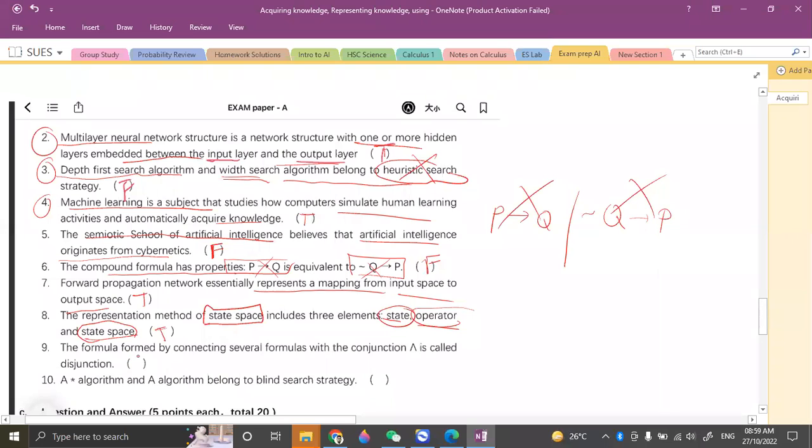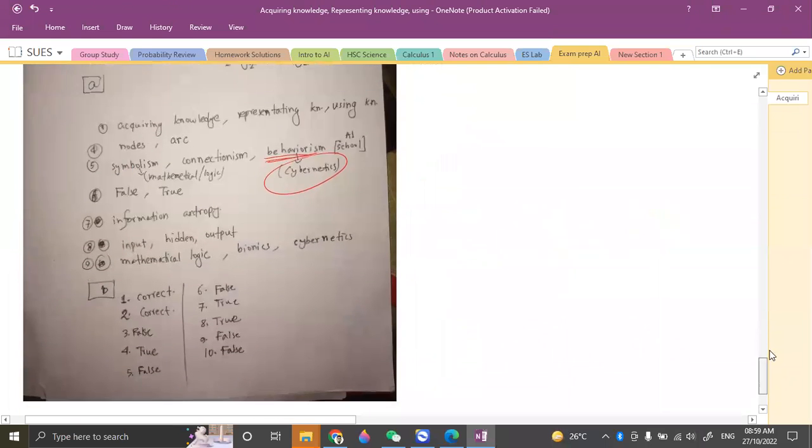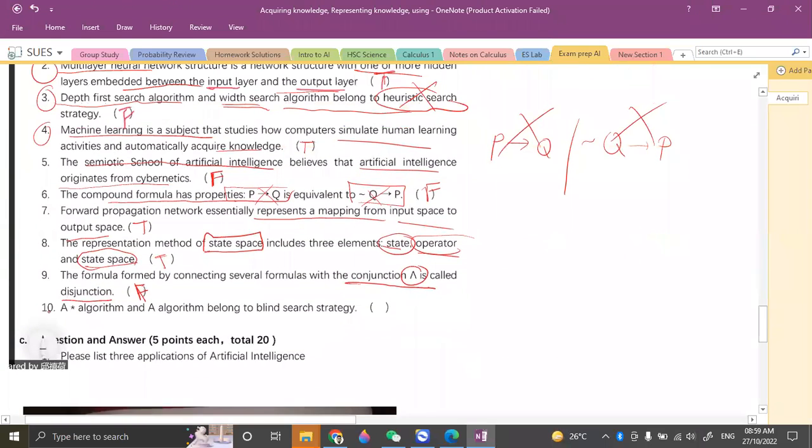And the formula formed by connecting several formulas with conjunction is called disjunction. This is false. This is not disjunction, this is conjunction. And then number 10, A star algorithm and A algorithm belong to blind search strategy. This is also false.